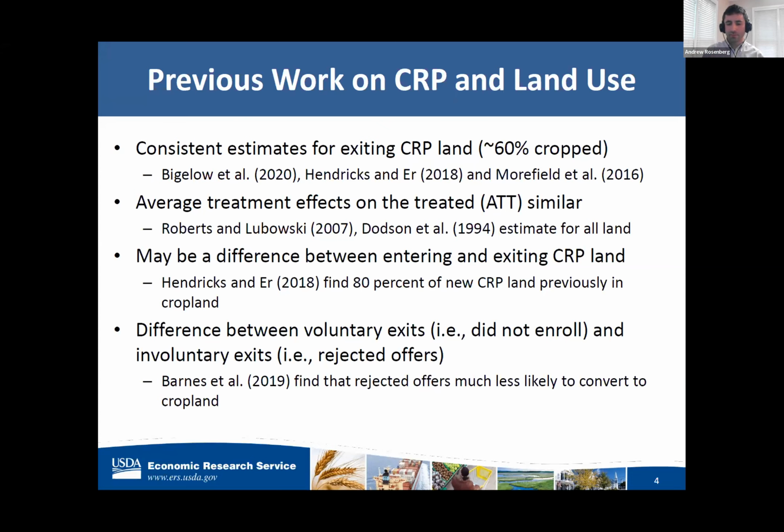Some other studies have looked at an actual average treatment effect on the treated, but the results have been pretty similar, around 60%. But there have been some other studies that have suggested that there might be some differences among different subpopulations. So there might be a higher impact in early years of CRP enrollment. And also there could be differences between people that are exiting voluntarily, so they choose not to make an offer after exiting the CRP, and people that make an offer and are rejected. So there's been a recent study that showed that if you compare these two groups, people that were rejected are much less likely to go back into crops.